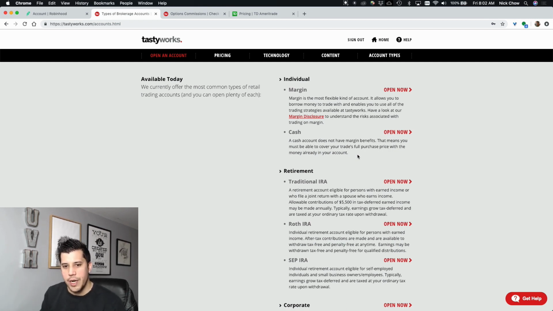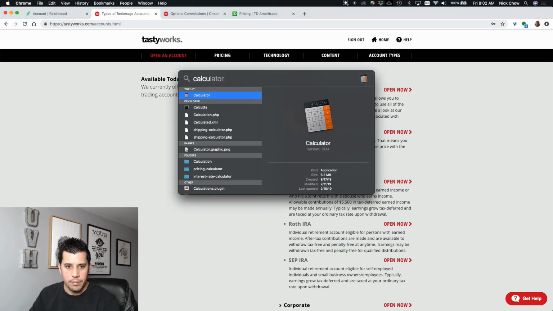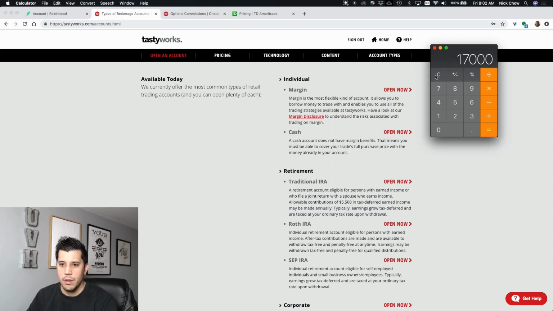Like when you have a margin account, you can open trades, close trades, and you have that buying power back into your account. So let's say, let me get my calculator up here. Let's say you deposited 500. Let's say you have $1,000 in your account, in your cash account. At $1,000 cash, you could do a $250 trade, right? So let's say I did a $250 trade.